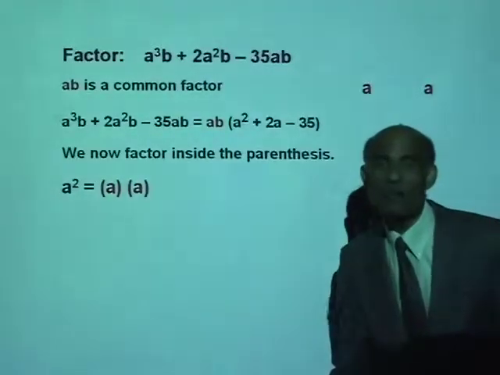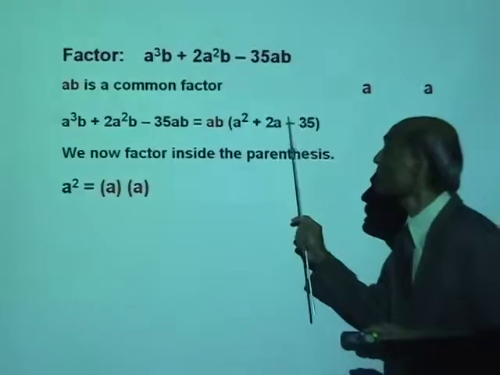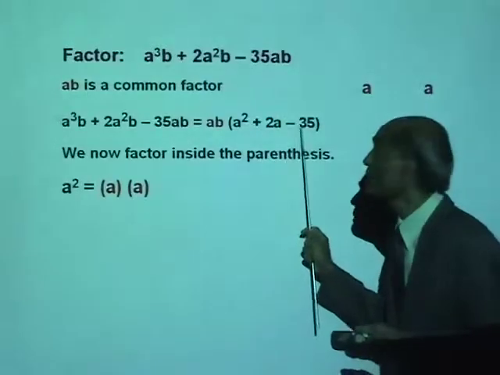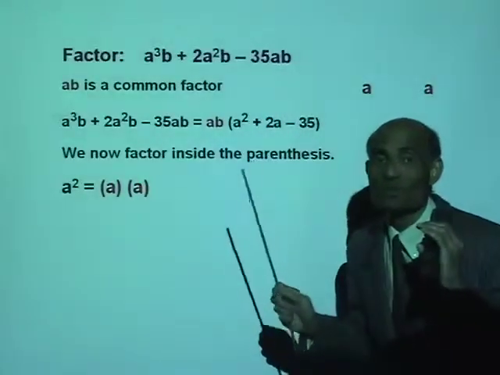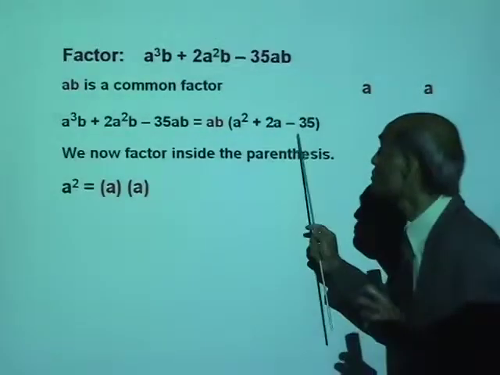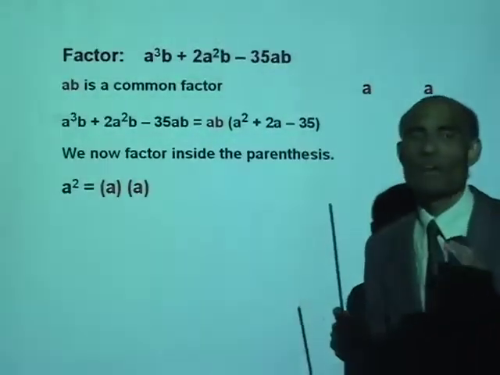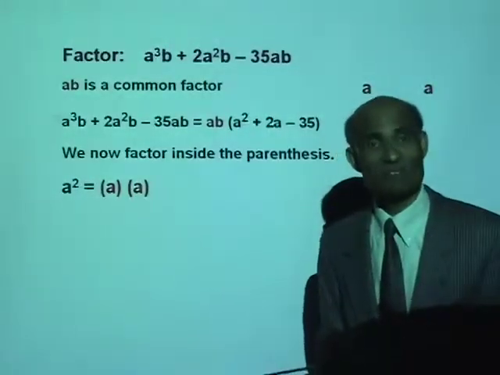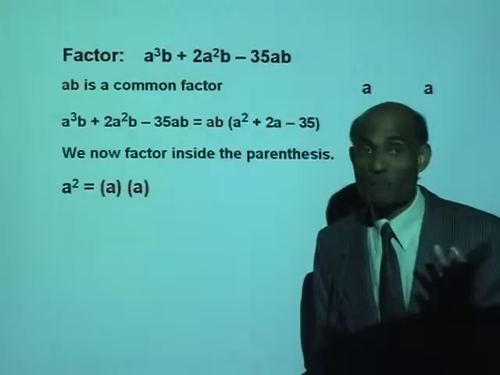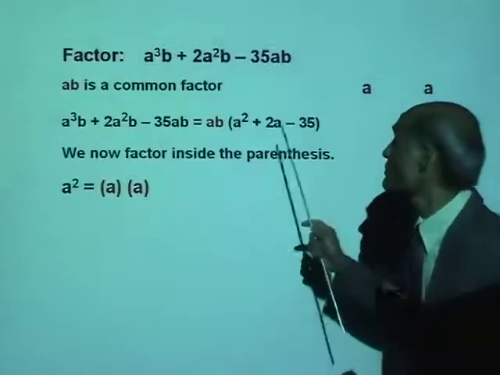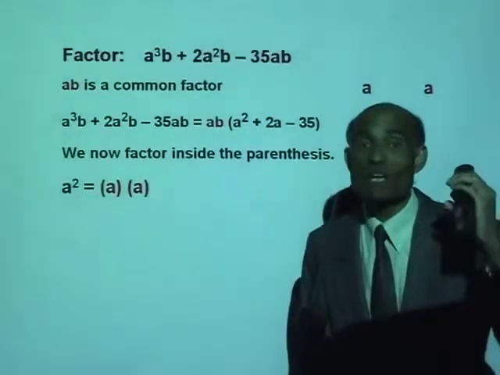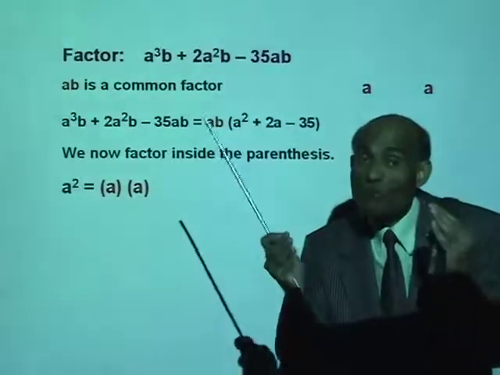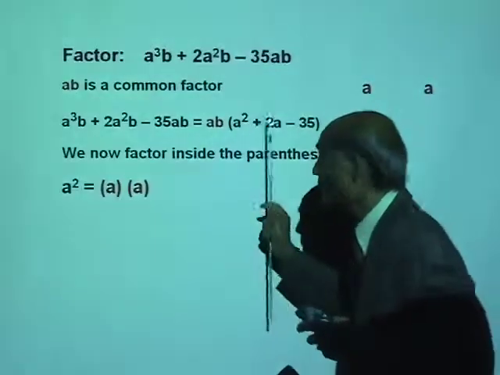Now, I want to see how many of you can actually do this. The last term is negative and the middle term is positive. Can you give me two numbers when multiplied together gives you negative 35 and when added gives you a positive 2? Is it difficult to find those two numbers? Two numbers when multiplied will give you negative 35. Obviously, it means one number must be positive, the other number must be negative. But when you add them together, you must get a positive 2.